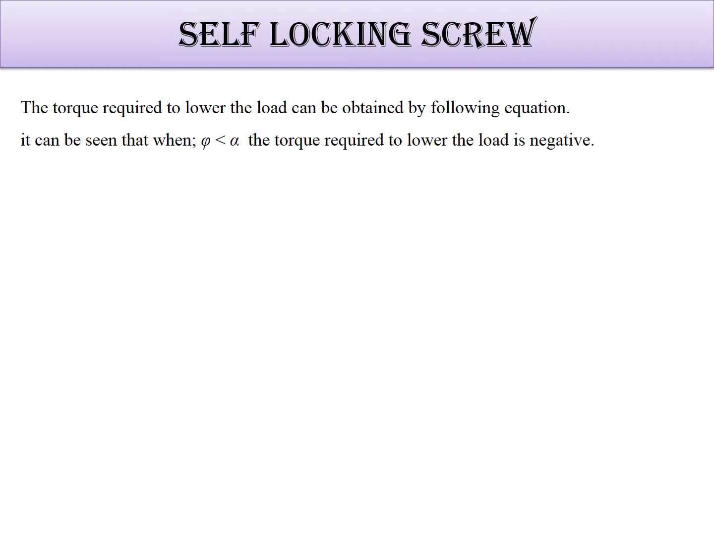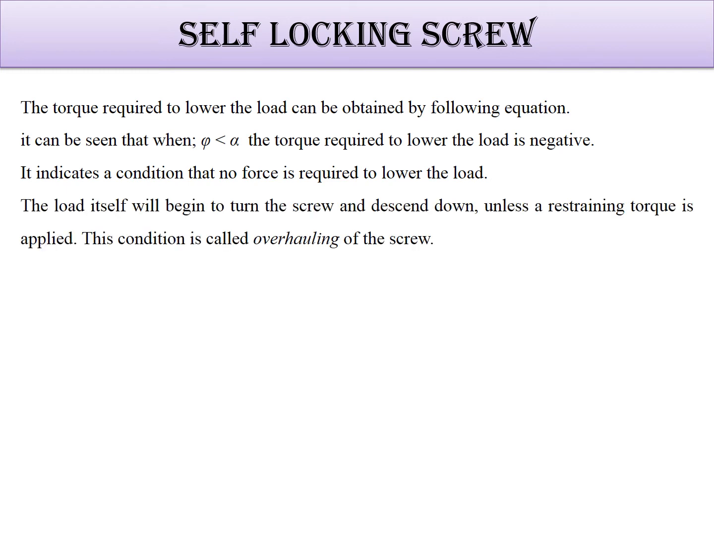If phi is less than alpha, then what happens? The torque required to lower the load is negative, and this condition is not required. It indicates that no force is required to lower the load, and this condition is actually not required. This is known as overhauling of the screw. In some conditions it is needed, but it is not required in the power screw. That means by a single effort the nut will get open.